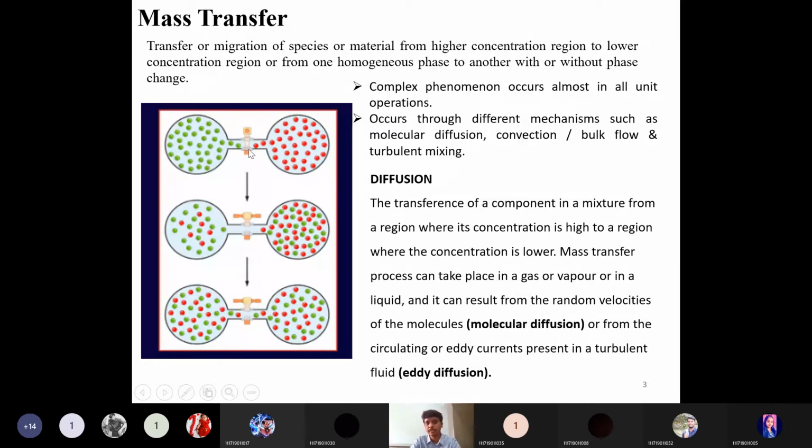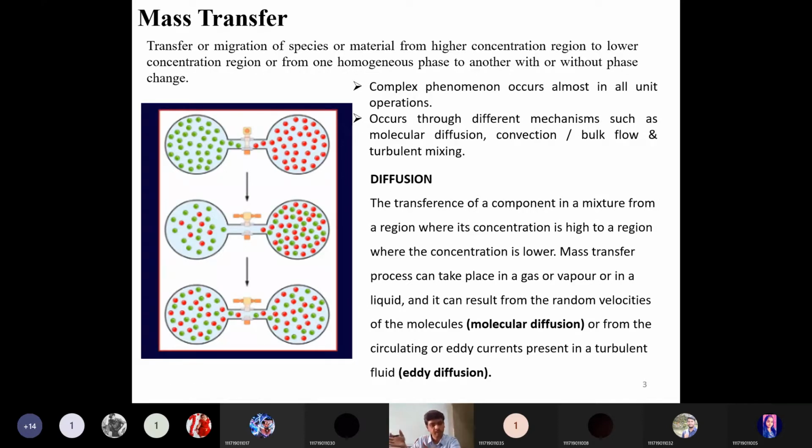Whenever they are separated using some porous plug, some plug or some valve put in between the two cells, when you just open that plug or open the tap, what happens? The interchange of mass will be taking place depending on their traveling tendency from one region to another region. The red molecules will be traveling from the higher concentration region to the lower concentration region, and green molecules, which have a higher concentration here, will be traveling from higher concentration region to lower concentration region as shown in this figure.